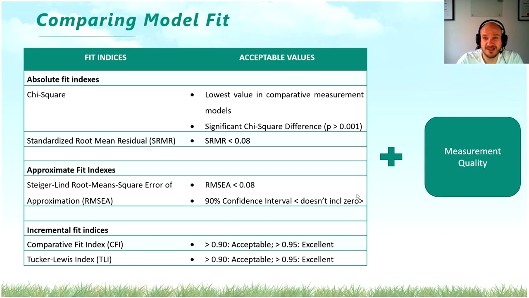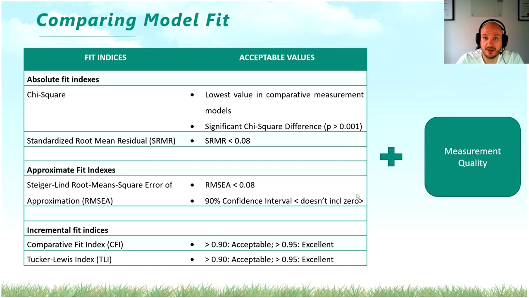So chi-square is an indication of model misfit, so it basically tells us the extent to which our data doesn't fit our model. In a perfect world, we want a zero chi-square, right? But we'll never get that. We want it to be non-significant, and we want a very low value when we compare the different models with one another.